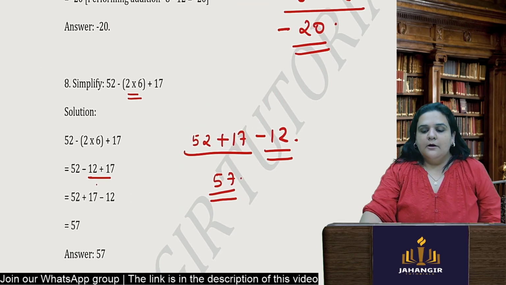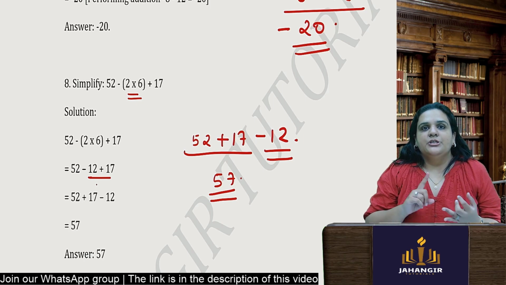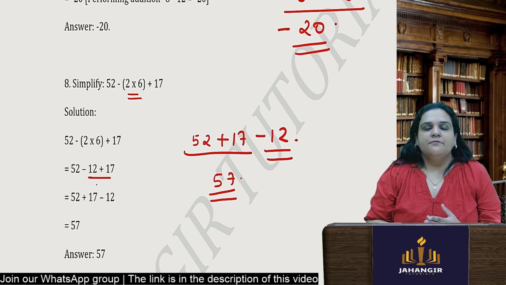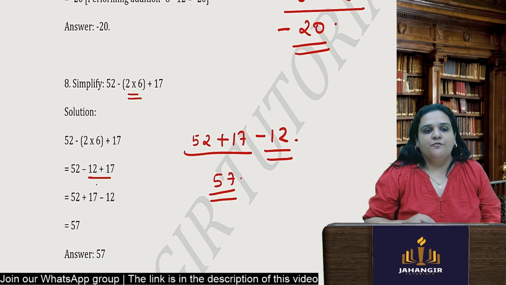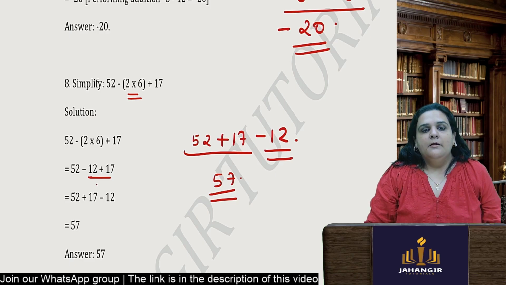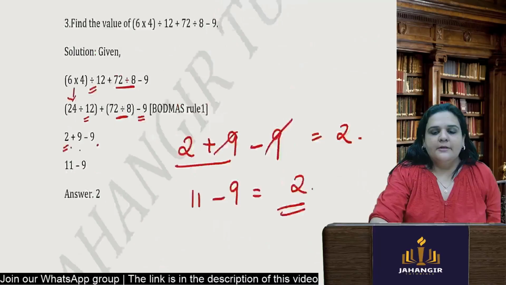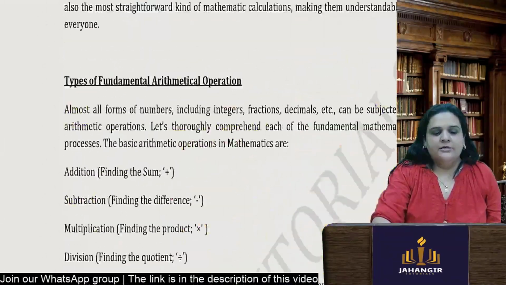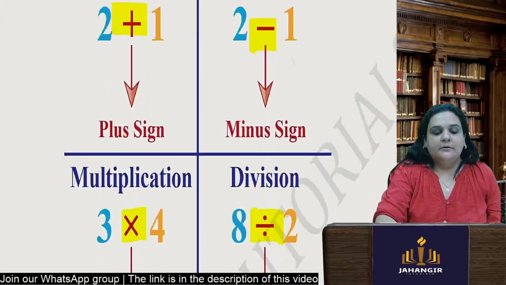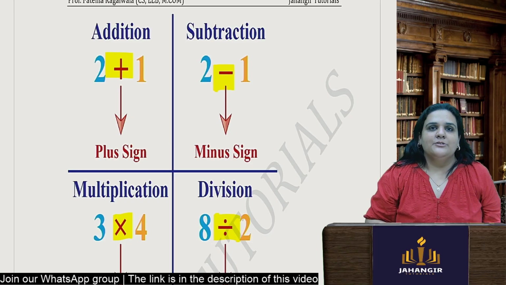Does anybody have any doubts regarding these basic operations of addition, subtraction, multiplication and division, and the BODMAS rules? These are the type of sums which they are going to ask you in your MCQs. So with this, I have completed the first session of this chapter, the first part, which is basic mathematical operations, these 4 operations with the BODMAS rules.